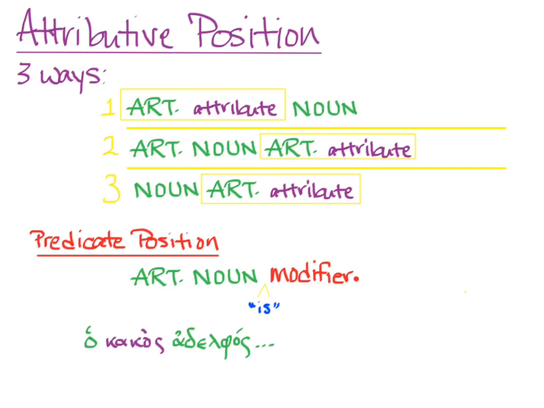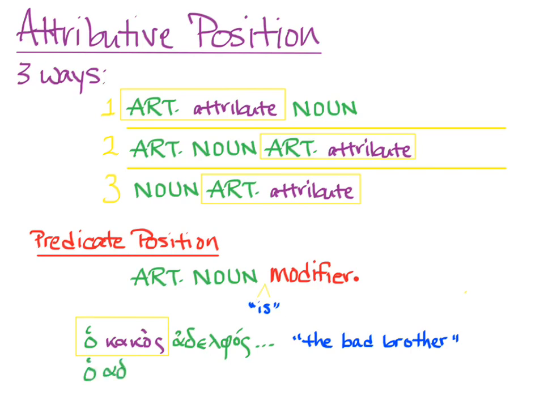even if you don't yet know the adjective kakos, which means bad, and happens also to be nominative and masculine and singular, just like adelphos. So this is the first kind of attributive position, and it means the bad brother. And you see how the article is right there before the attribute.